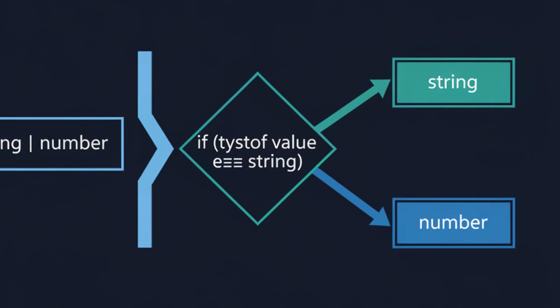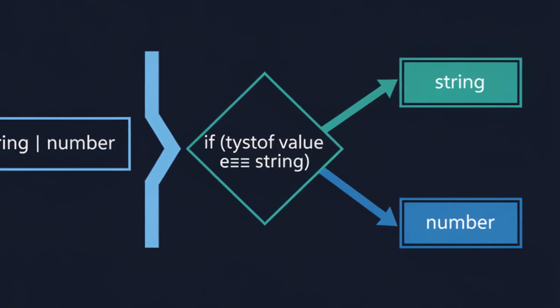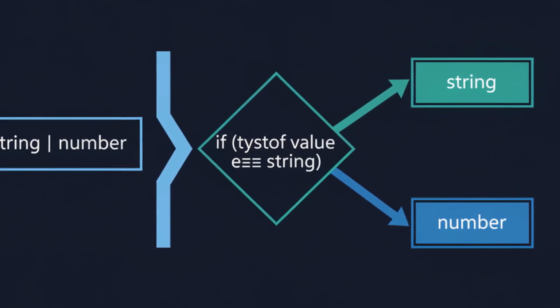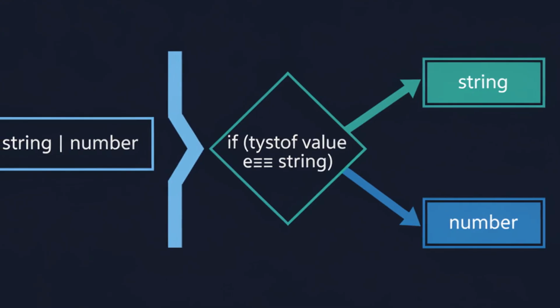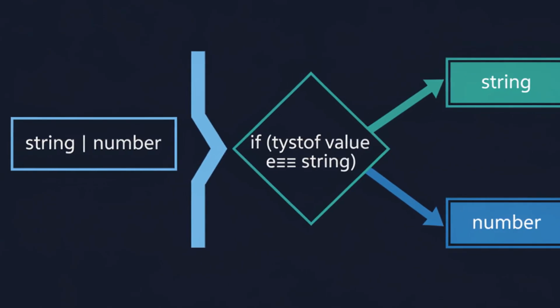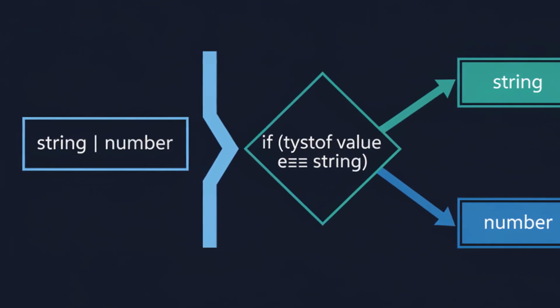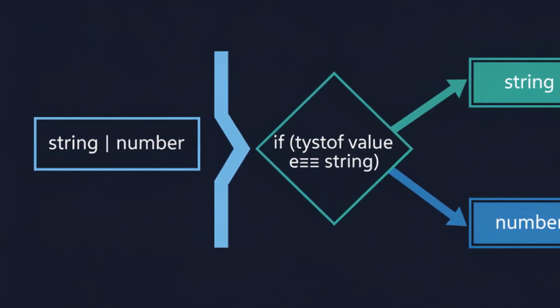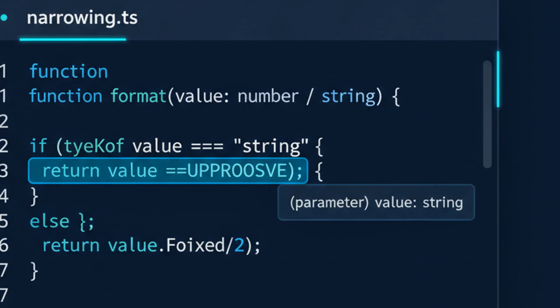So how do we fix it? We narrow. Narrowing means giving TypeScript enough proof inside an if statement to shrink that wide union down to one specific type. Think of it like a security guard checking IDs. Before the check, anyone could be at the door. After the check, you know exactly who you're dealing with. The compiler follows the same logic. The first and simplest guard is typeof.